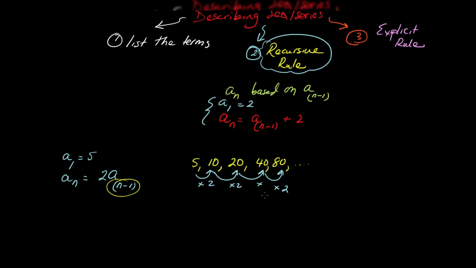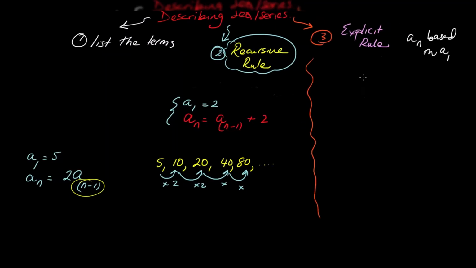But then you can see the limitations of this particular method. What if I wanted to know what a sub 55 was? Well, that's going to be very difficult, because to get to 55, I would have to generate the term before this, and then the term before that, and the term before that, all the way starting from the very beginning. And that could be very, very cumbersome. In that scenario, the explicit rule is very helpful. The explicit rule allows you to generate a sub n, for any particular n, based simply on the first term, like this.